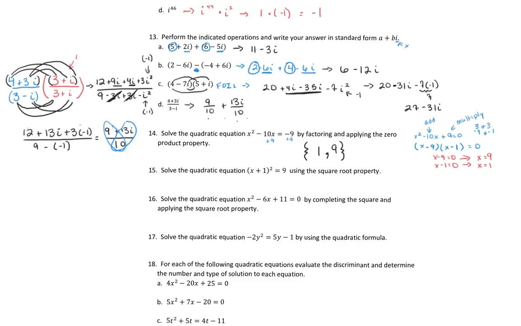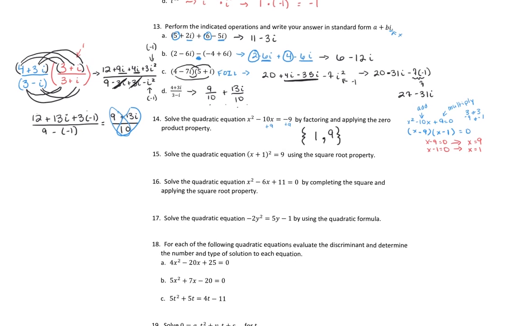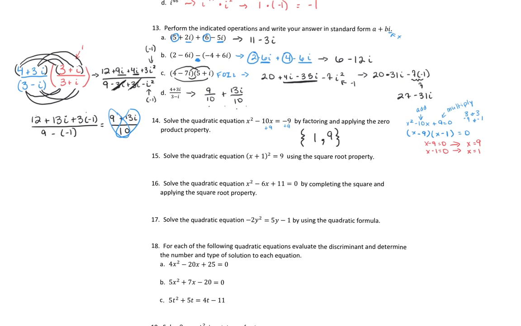Alrighty, now for the next one. It says solve the quadratic equation x plus 1 squared equals 9 using the square root property. So the square root property states that if you take the square root of both sides, you'll be able to simplify something out. So in this case, since we have that squared there, we are just able to take the square root of this side, and then these two will essentially cancel each other out.